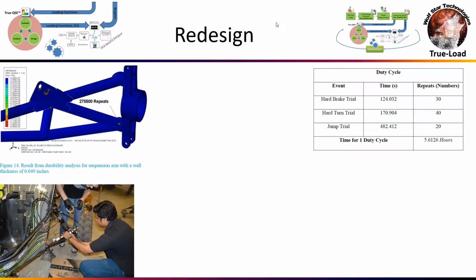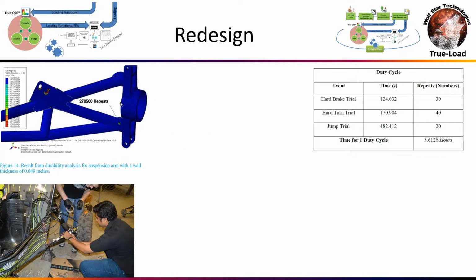So now that they've got this and this operating deflection shape, their real goal was to redesign this part. So they set up a little duty cycle here. We said, okay, a typical race course might be 30 hard brakes, 40 hard turns, and 20 jumps. So that's 5.6 hours of time for one duty cycle of the racing environment. And so when we ran that through the fatigue software, it says they could do that 278,000 times. So 278,000 times 5 hours, that's a lot of time.